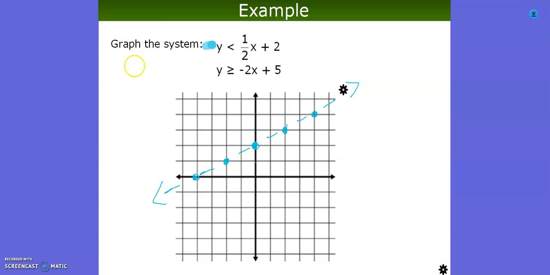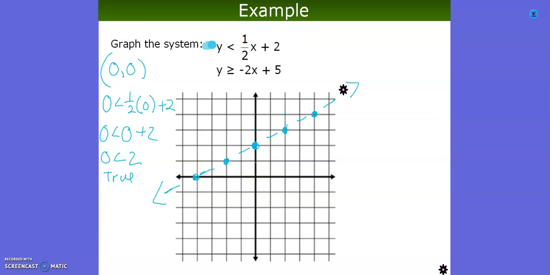I'm going to use 0, 0 as my test point. So when I plug it in, 0 less than 1/2, 0 plus 2, I get 0 is less than 0 plus 2, 0 is less than 2. That's true. So that means that 0, 0 is a possible solution.